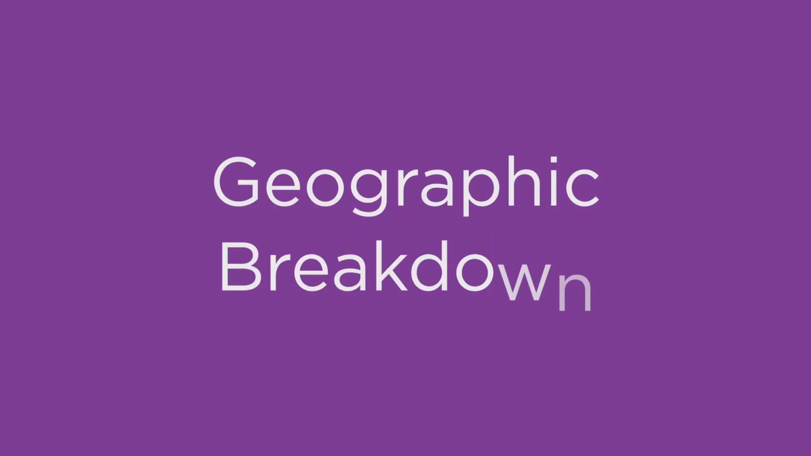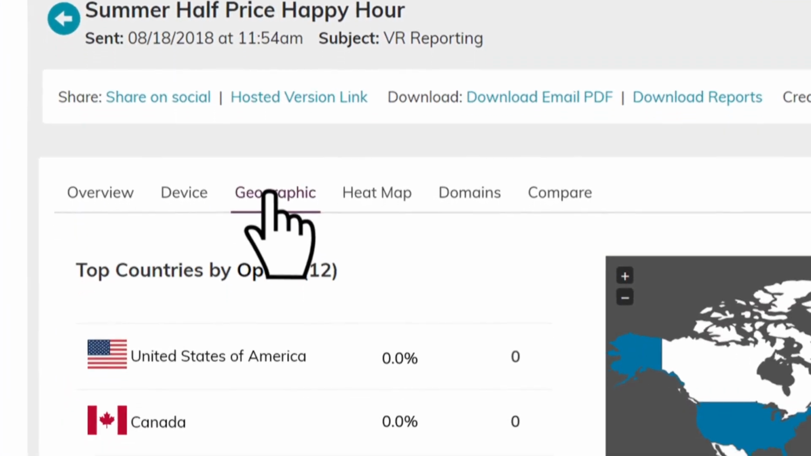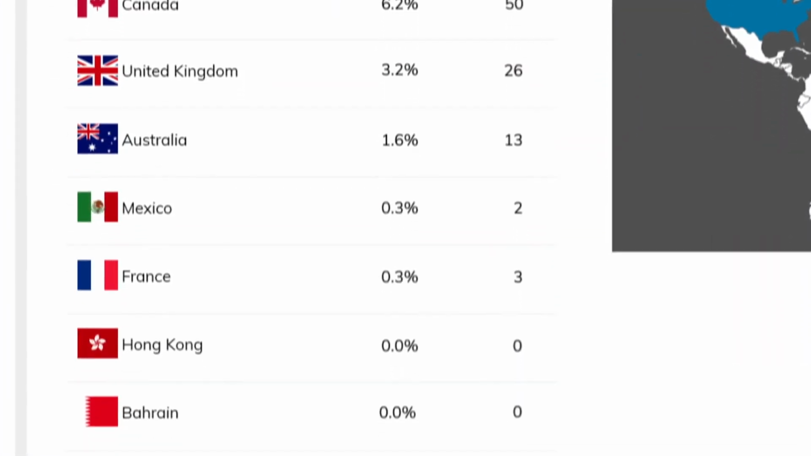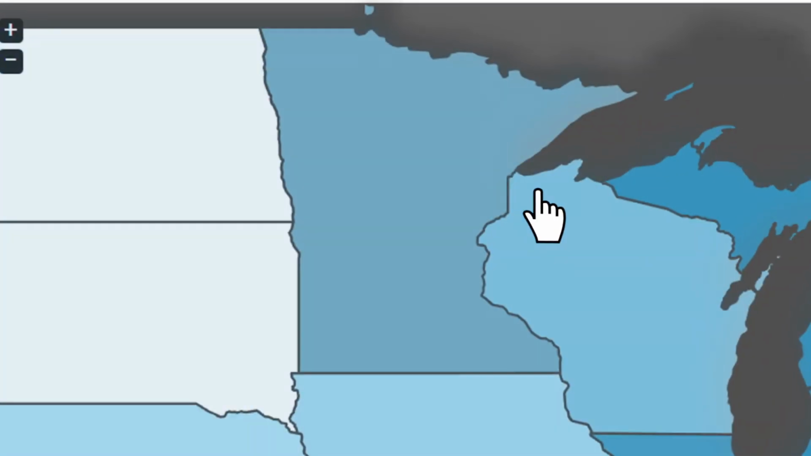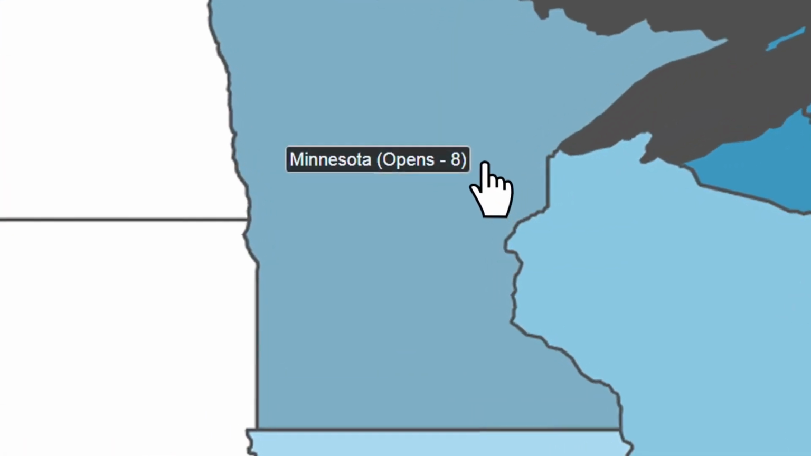Got customers from other countries or regions? Our geographic breakdown shows you where those visitors are coming from so you can adjust content and languages accordingly. You'll even learn what the best time of day is to connect with those out-of-town contacts.